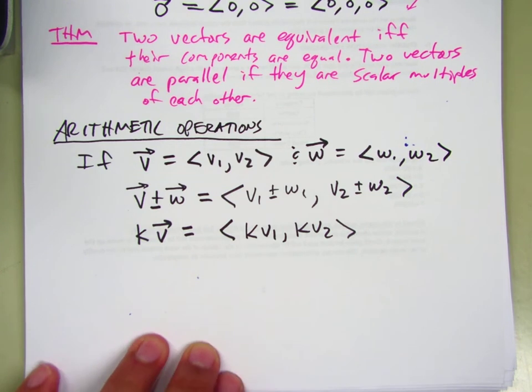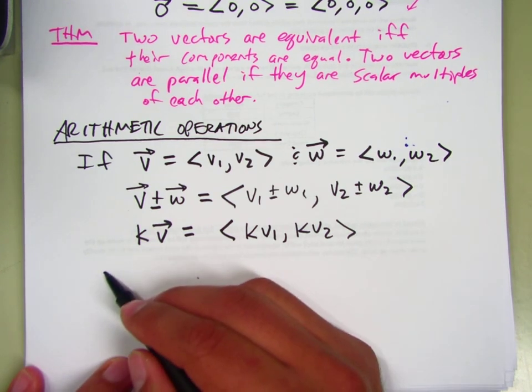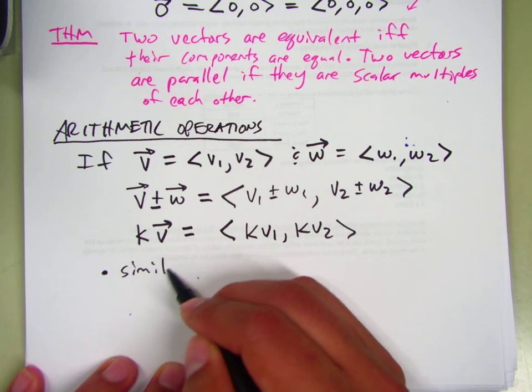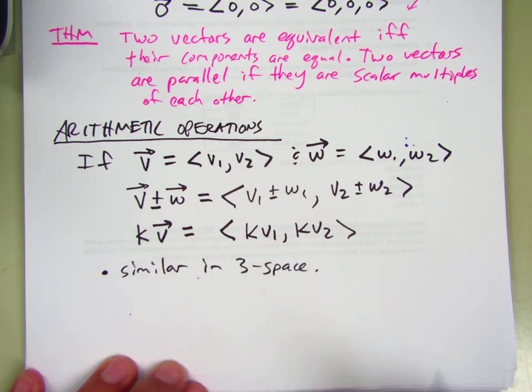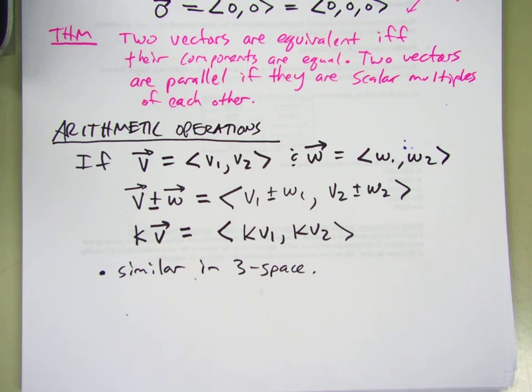Okay. The only thing I'm going to add here is that everything is similar in 3 dimensions. Okay, so if we have a third component, you do exactly the same thing. You just add your components together. If you have a scalar, you would just multiply that third component as well by that scalar. Okay.